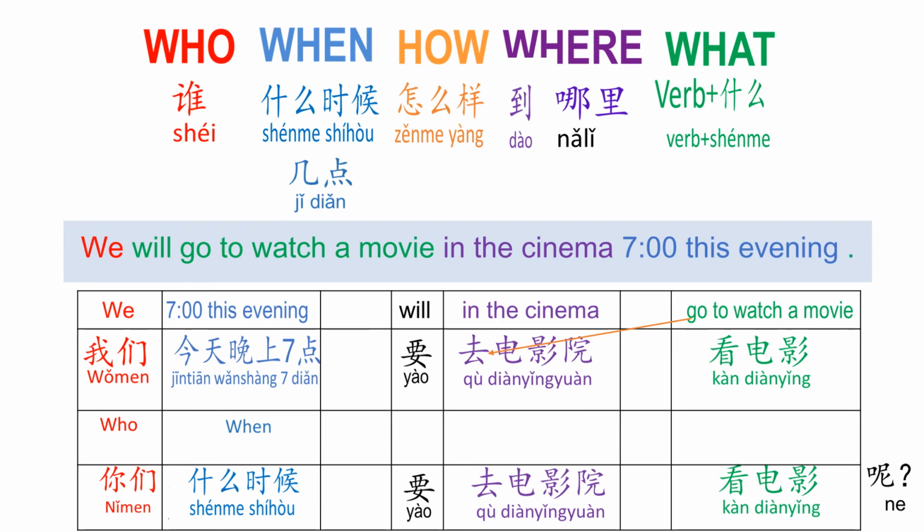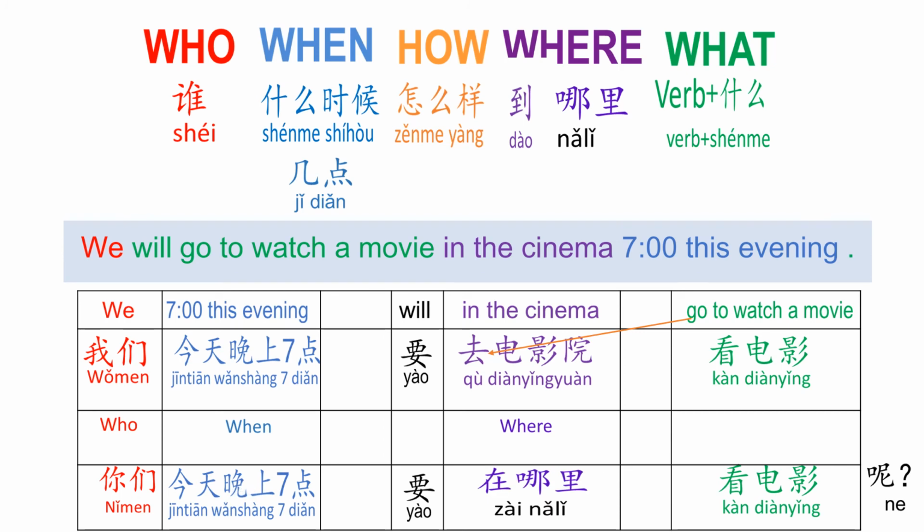And if you want to find out where you are going, 你们今天晚上要在哪里看电影呢? Where are you going to watch a movie this evening, 7 o'clock? And if you want to find out what we are doing, 你们今天晚上七点要去电影院做什么呢? What are you going to do in the cinema 7 o'clock this evening? That's how we change a statement into a question by asking for different information.